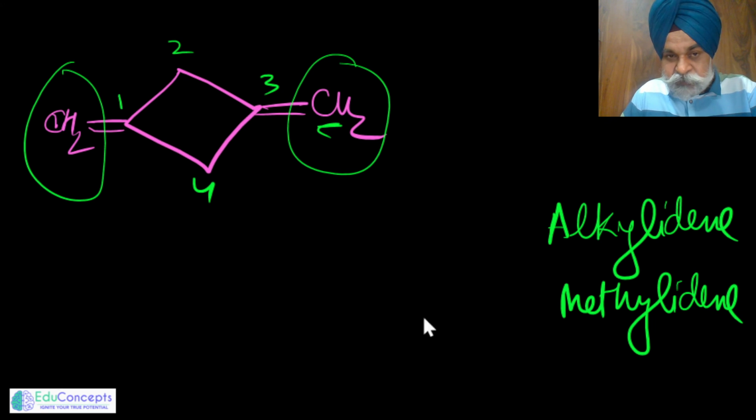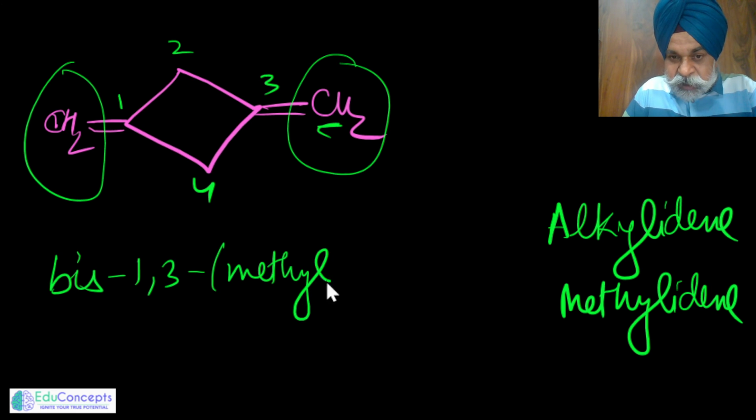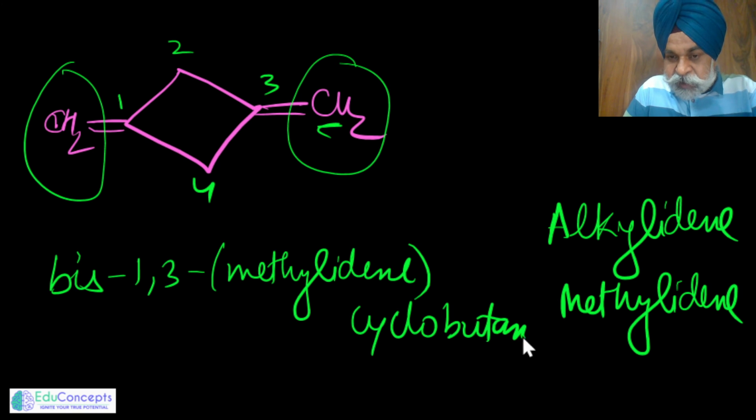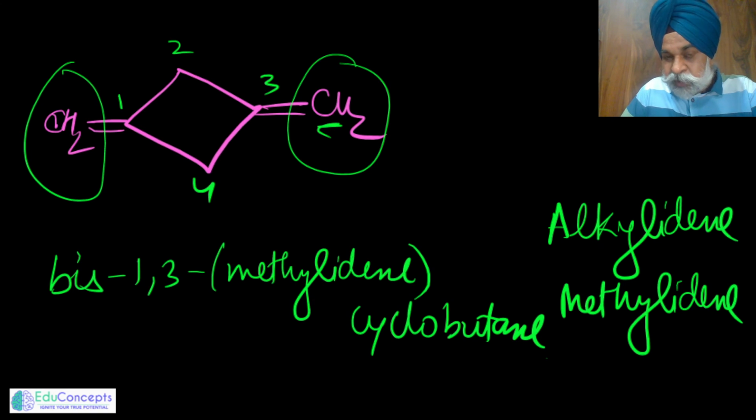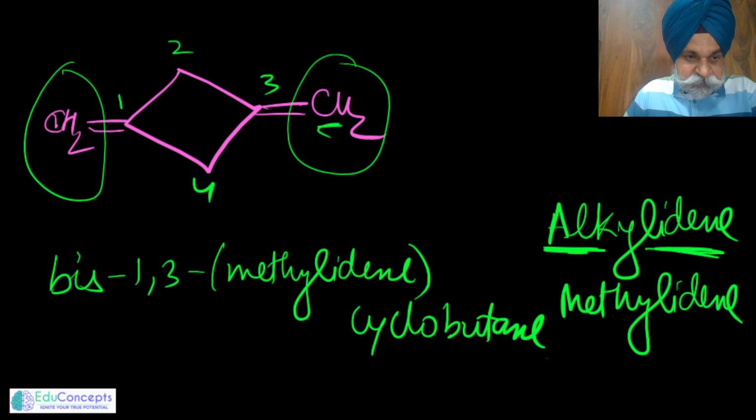So what name do we get for this? There are 2 methylidene groups. Methylidene is a complex substituent. Bis, 1,3 methylidene. At 1 and 3 position you have methylidene cyclobutane. So this is also very interesting nomenclature, where wherever you get a double bond attached to a main carbon chain, that substituent is to be referred to as alkylidene. So this is what we are supposed to do in this.